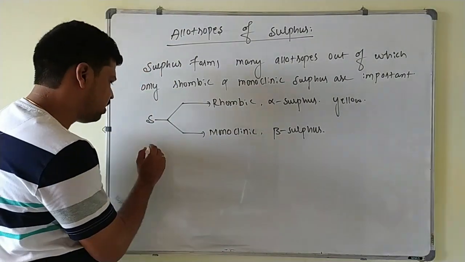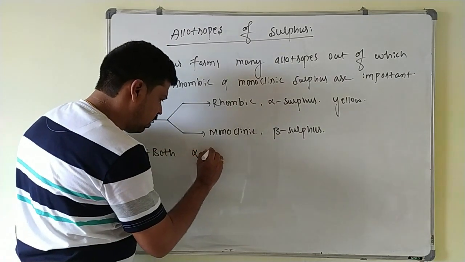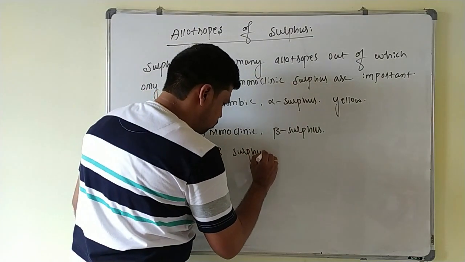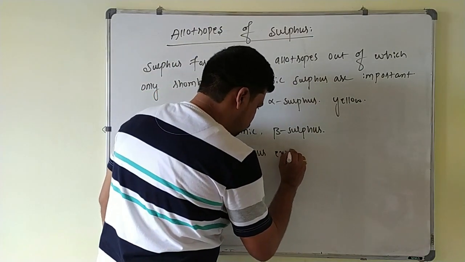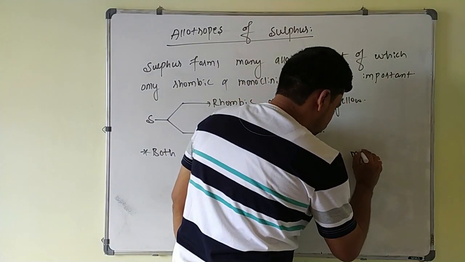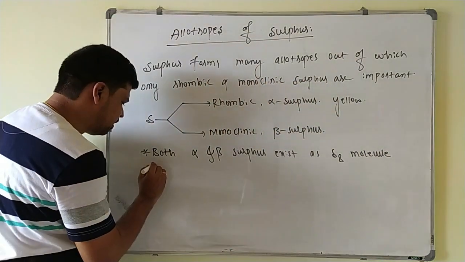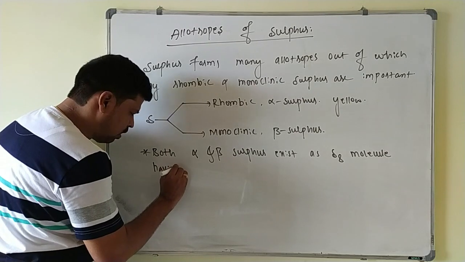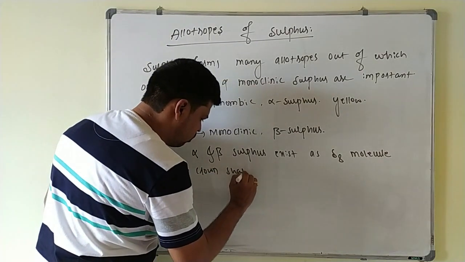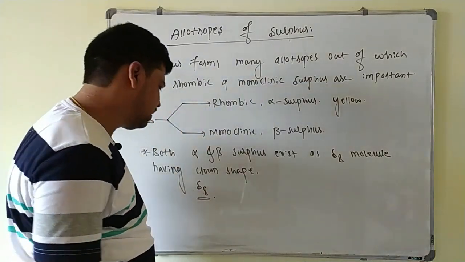Both alpha and beta sulfur exist as an S8 molecule and they are having a crown shape here. So we can write the crown shape of the S8 molecule like this.